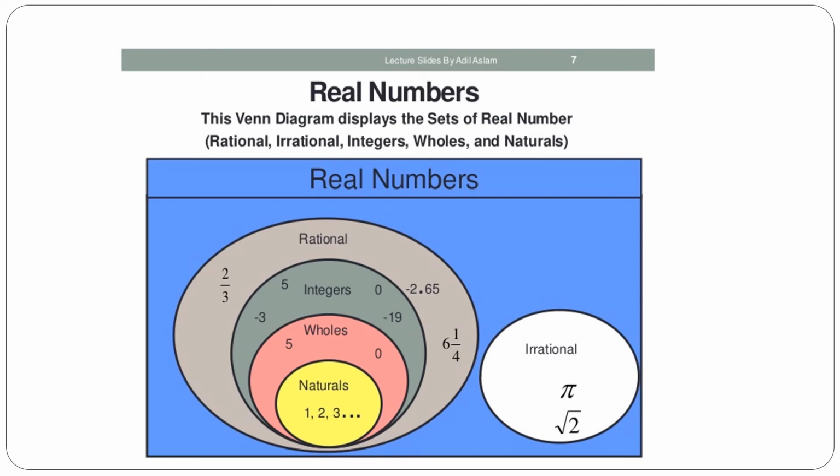Then we have rational numbers. The set of natural numbers, whole numbers, and integers are rational numbers. We have irrational numbers that are a different type of numbers and are not rational numbers, so they are on the side on their own, as you can see in the Venn diagram. And all of those make up the set of real numbers.